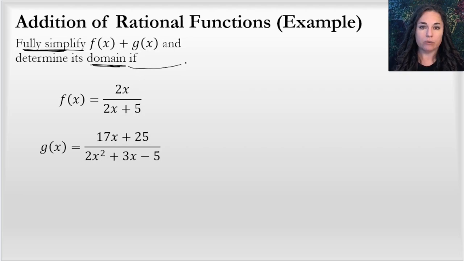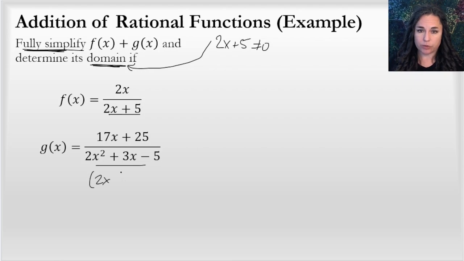The domain here is determined, again, by the denominator of our two functions. So right away, I'm going to note that 2x plus 5 cannot equal 0. And I'm going to factor this down here. There must be a 2x here, there must be a plus 5 here, and an x minus 1 here. Does that work out? 5 and 2, and plus 5 and minus 2. Yeah. So I also get x minus 1 cannot equal 0.